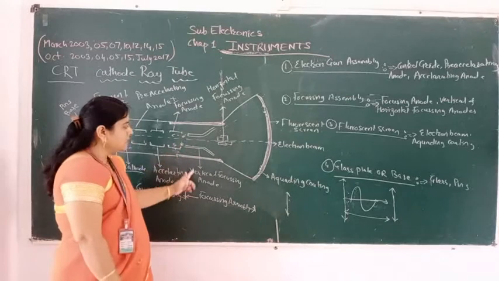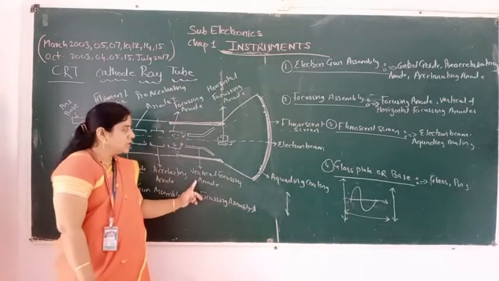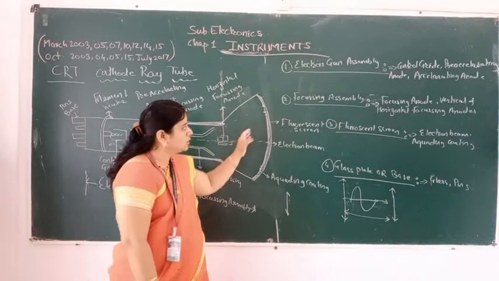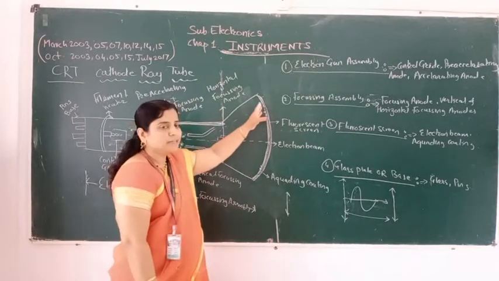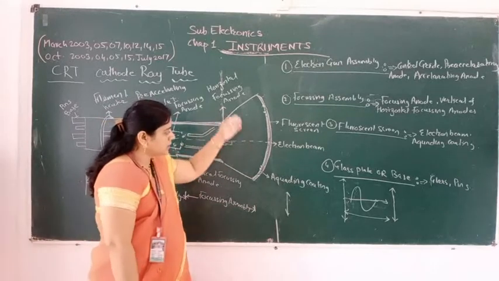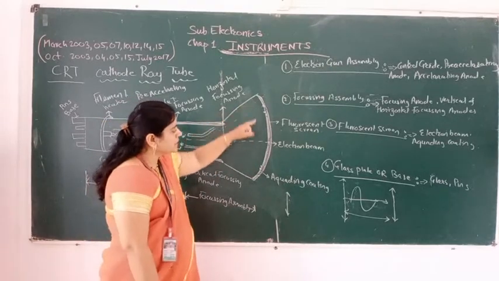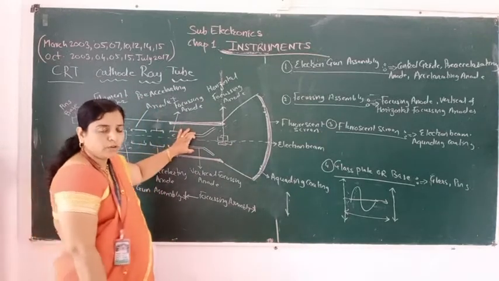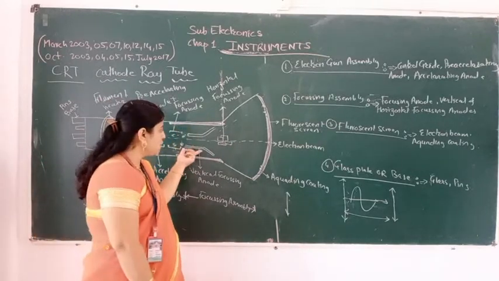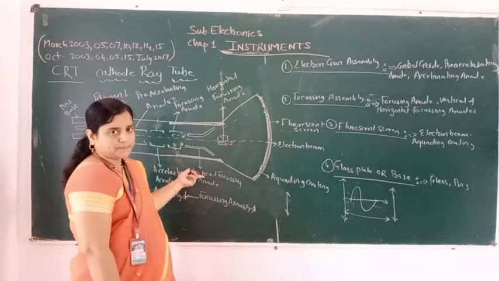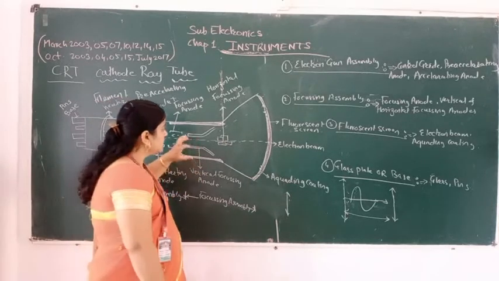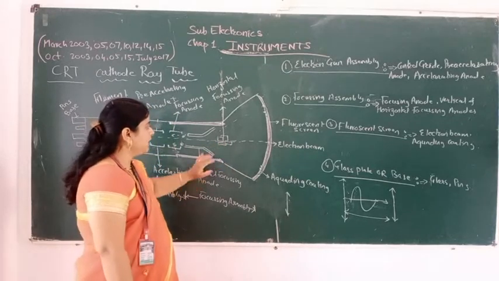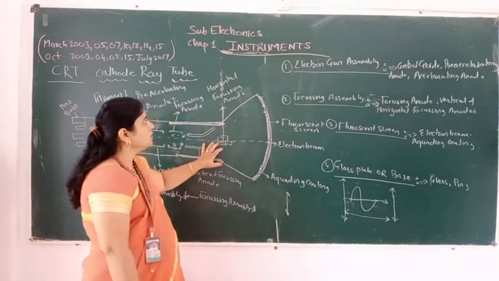Therefore, if you apply the supply to the vertical plate, it sends the electrons on the screen to the upward side. If you apply it here, it gives the electrons to the downward side. It sends the electrons up and down on the fluorescent screen. Now, what is the function of the horizontal plate? Okay. Similar function is given to the horizontal plate, as this is the vertical plate.